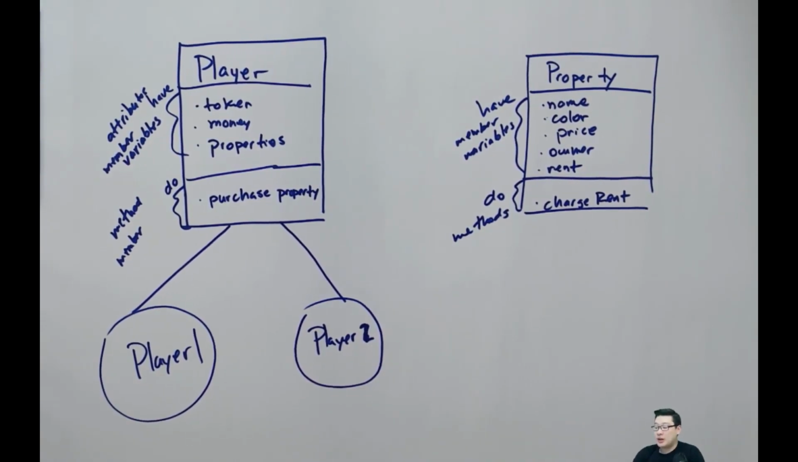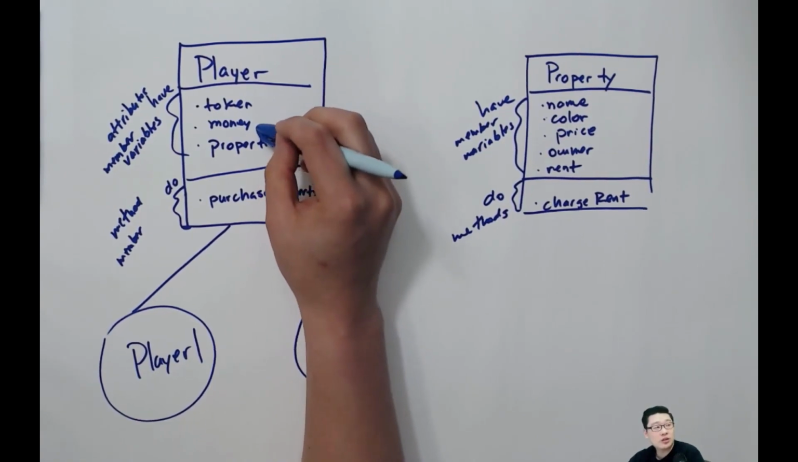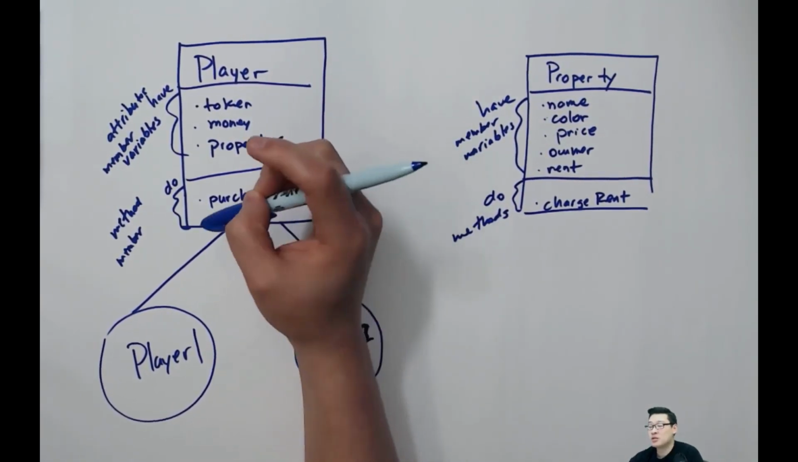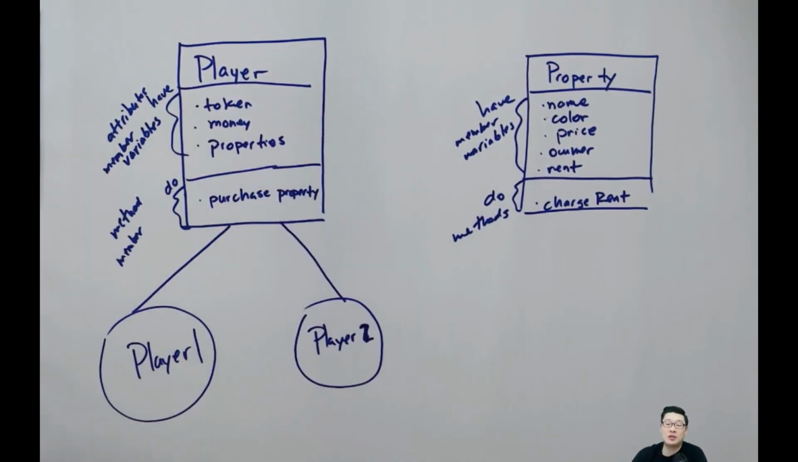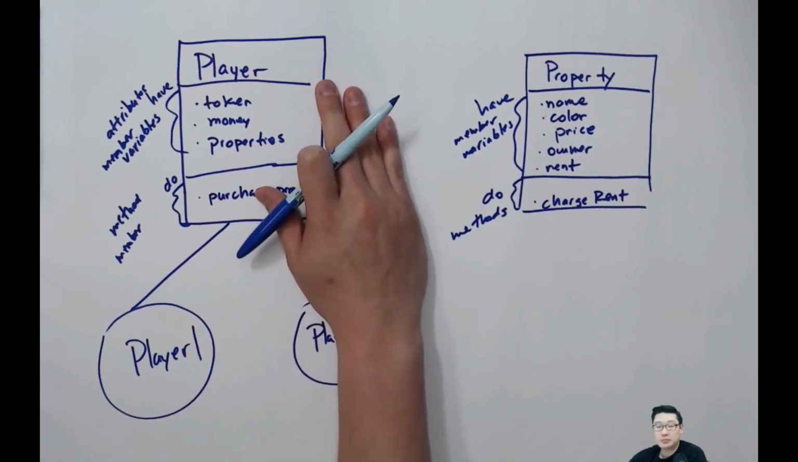And each player will choose their own token. We'll have the same amount of money from the start. We'll have 0 properties, and they will have the option of purchasing properties if they land on the right space. So this is the beauty of classes. These objects follow the blueprint that we set up here.